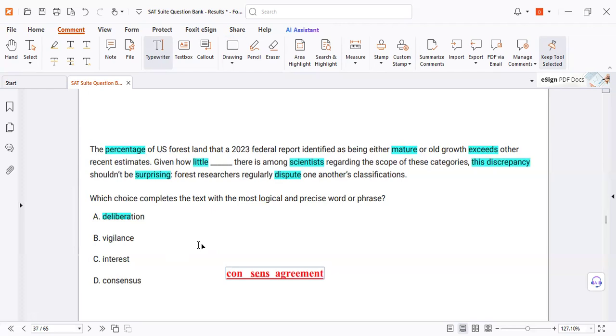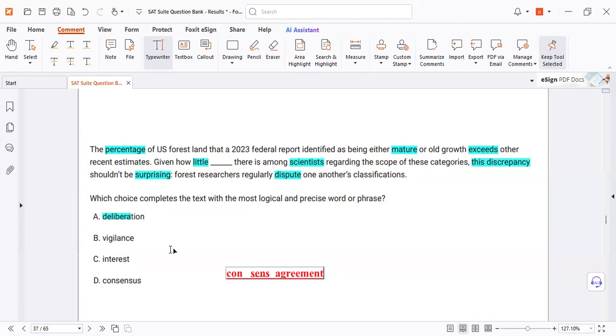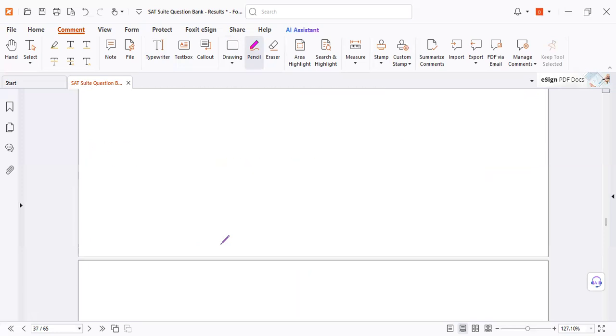And that's why. But remember, deliberation means strong intention to do something. Vigilance, to be very careful about upcoming dangers. Interest, care. Consensus, agreement. That's why. So your answer is always in the text. You feel it? And this word can help you: discrepancy refers to, dispute refers to. That's why. Now, my friend, try again.